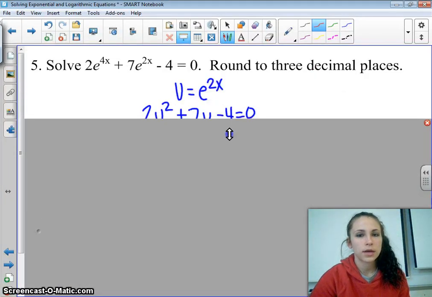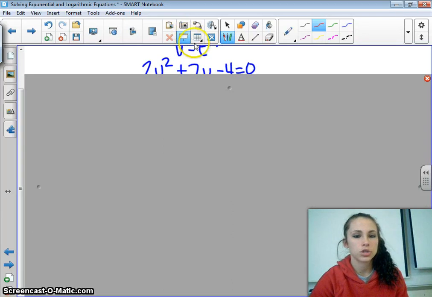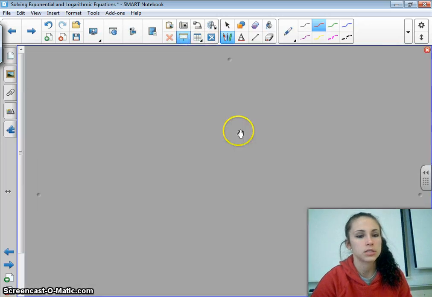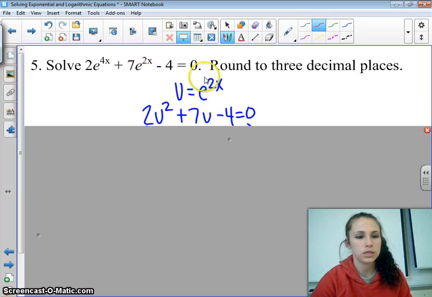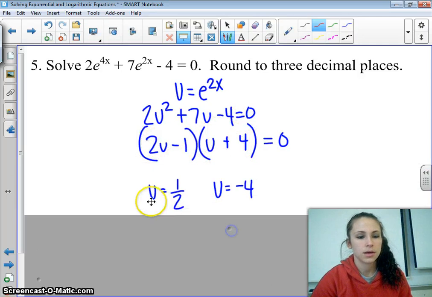Alright, so here's the worked out solution for number 5. The answer is actually x equals negative 0.347. And so if you got that, then you can just skip on past this example. But if you didn't, this is what I did. I let u be e to the 2x, that's the middle term, and then replaced all of those with u's, factored, and then got u equals 1/2 from this factor and u equals negative 4 from this factor.